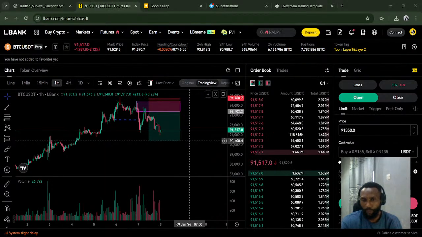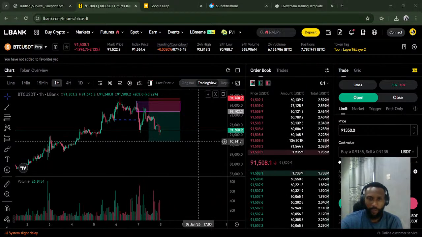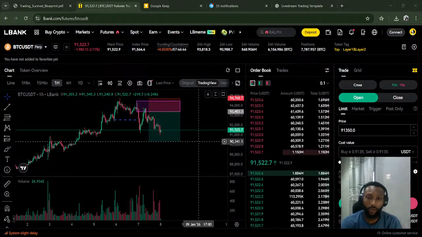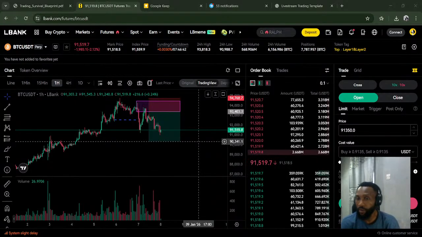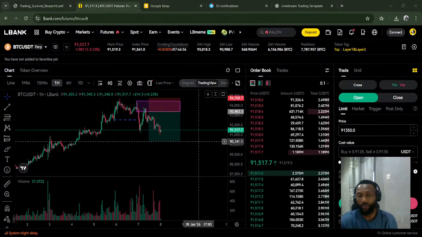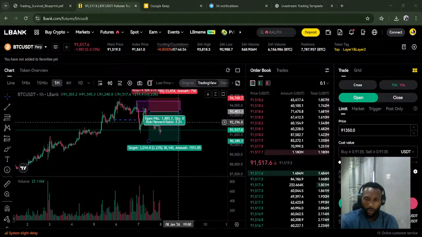Like I said yesterday, the platform I use is LBank, and this is LBank. We use it to analyze this, and we can see how the trade is already going.